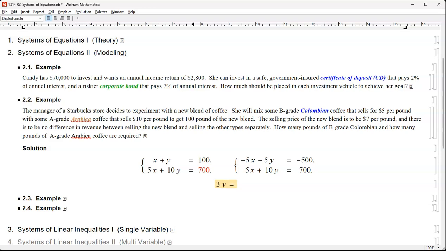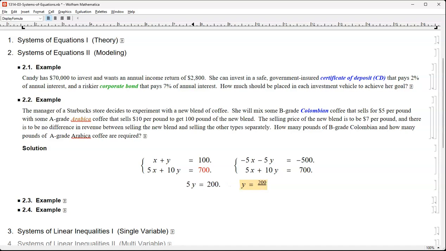and then 700 minus 500. That's, excuse me, -5y plus 10y, that's 5y. What am I doing? And then that's 200. So 200 divided by 5, 40 pounds. 40 pounds of Arabica.